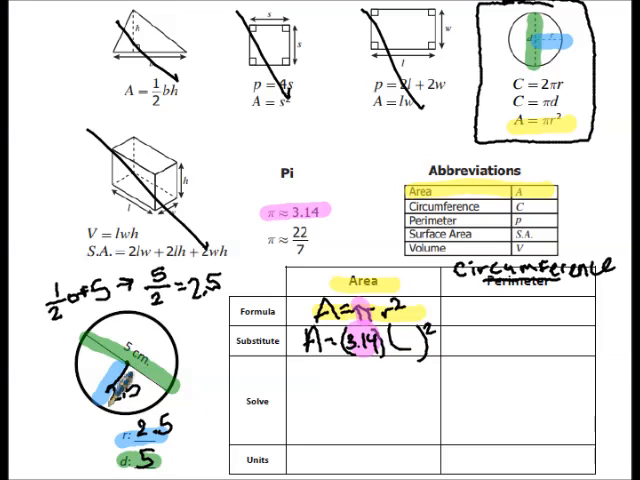So the number that I'm going to put in for the radius is going to be 2.5. And that radius, 2.5, needs to be squared. Do not multiply by 2. Use your exponent button.